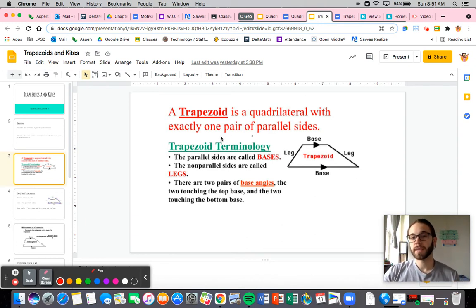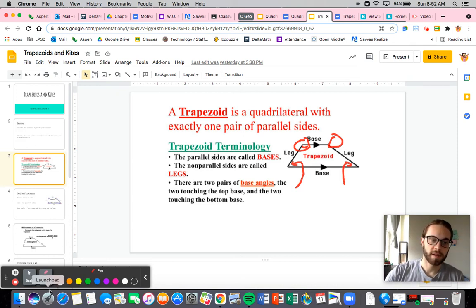The two sides that are parallel are called the bases. The other two sides will be called the legs. So it's similar to the isosceles triangle properties, right, with legs and bases and things like that. It'll have two sets of base angles as well. So this will be a base angle, and it'll have this as the other base angle. And then these two up here will be base angles as well. Okay, so it'll have two sets of base angles.